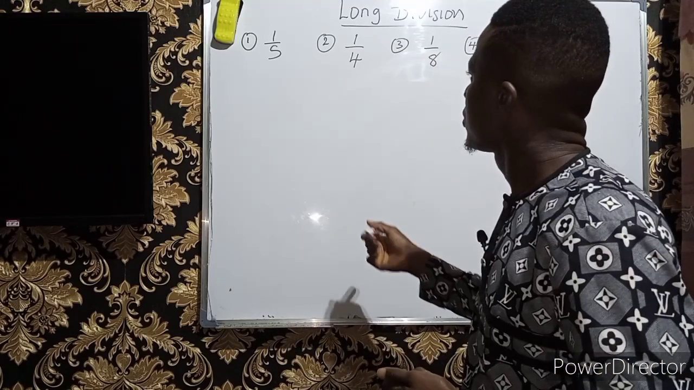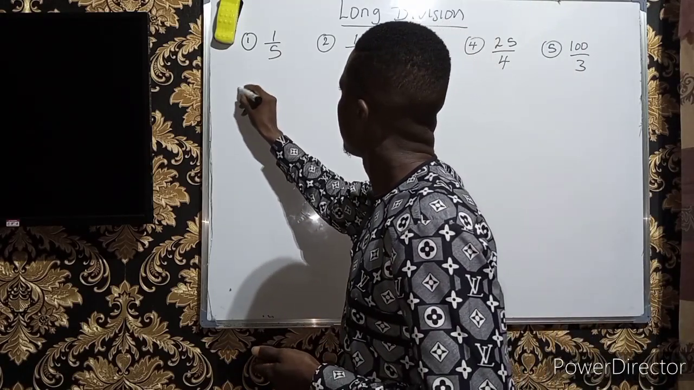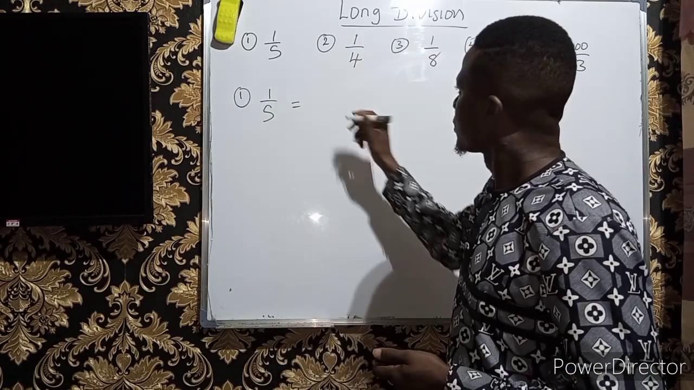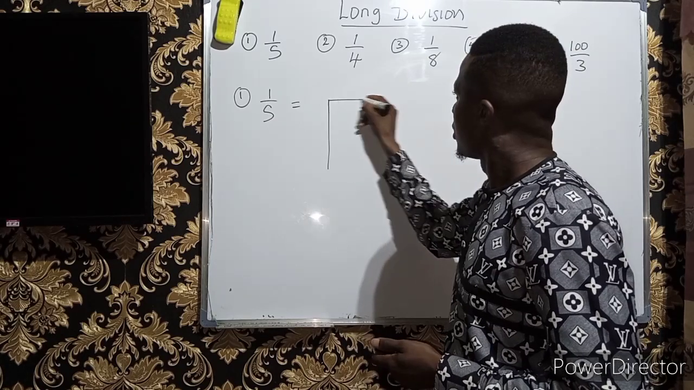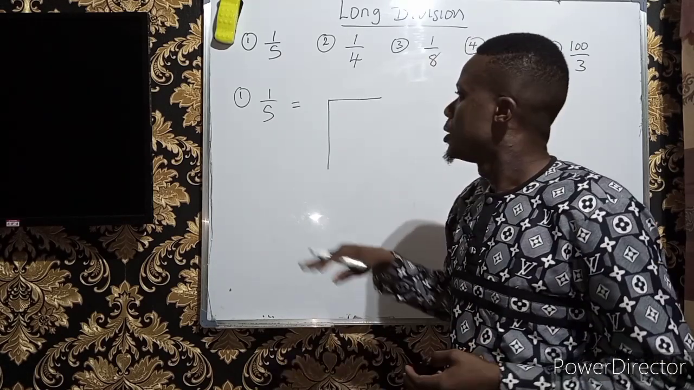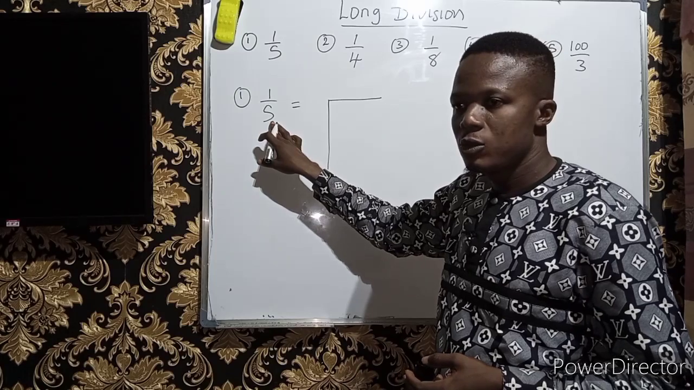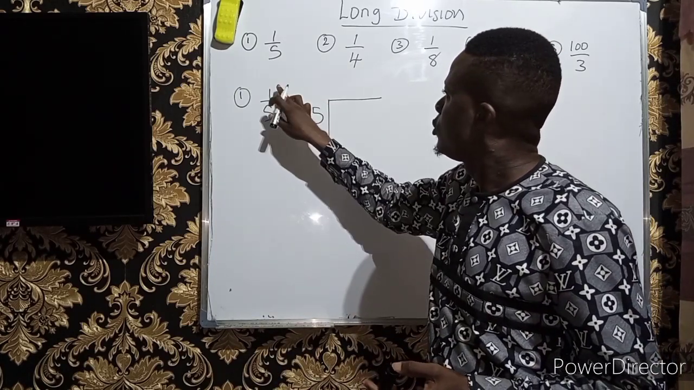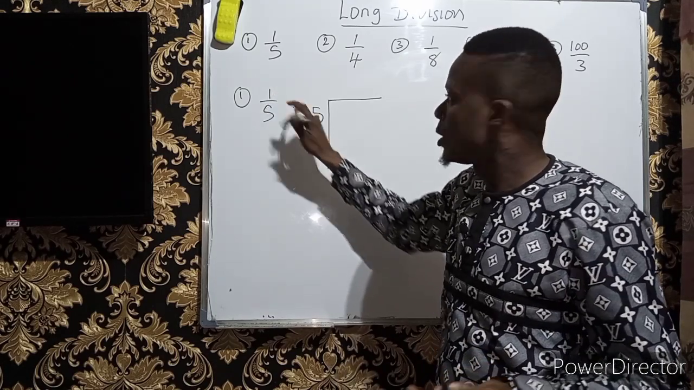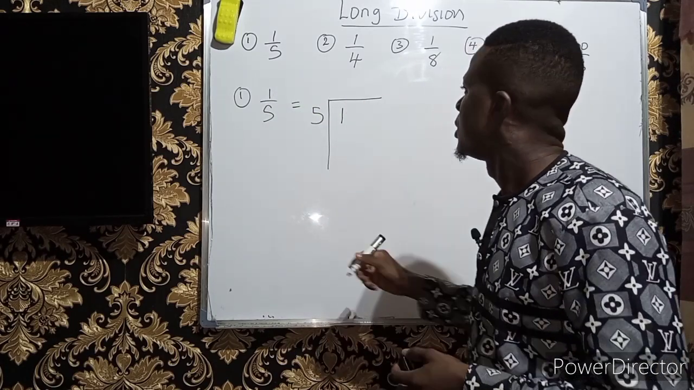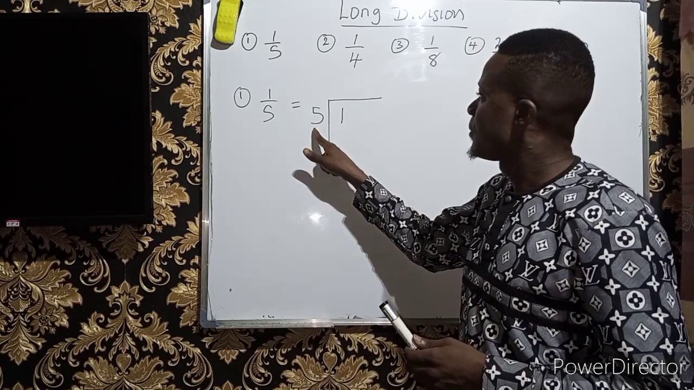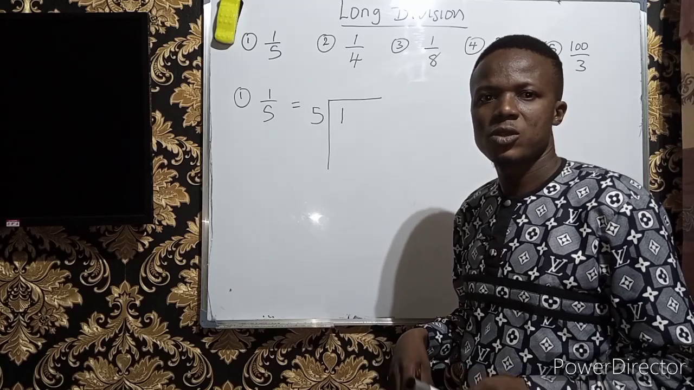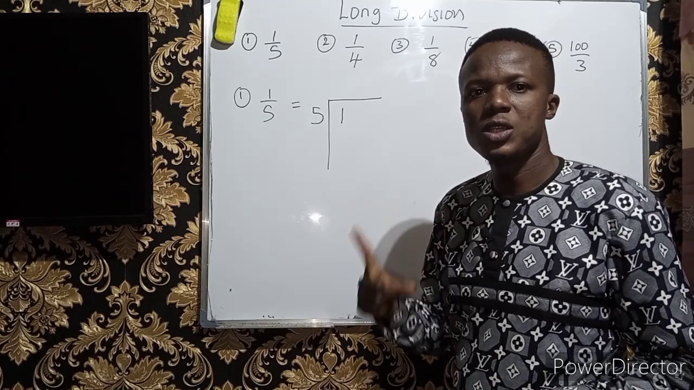Okay, now in the first question we have 1 divided by 5. The best way to do this is to draw a sign like this. The denominator, which is the number below, whether it is bigger or smaller, must be outside, while the numerator, whether it's bigger or smaller, must be inside. Now, take this as if 5 persons are sharing one item. It's impossible to share because they are not going to get up to a whole each.